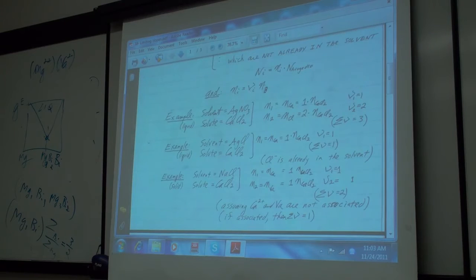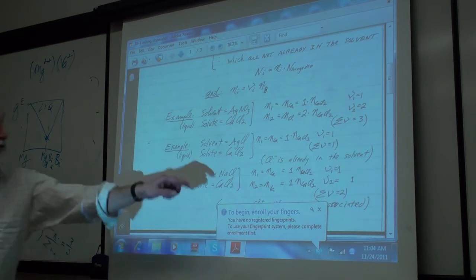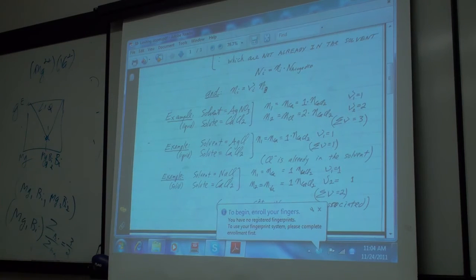So, example, the solvent is silver nitrate, the solute is calcium chloride. So 1 mole of calcium chloride. We have ν1 equals 1, so we have 1 mole of calcium, which is not already there. We have 2 moles of chlorine ions, so the total number of foreign particles is 3. If we have silver chloride and we add calcium chloride, the chlorine's already there, so the total number of new particles is 1.